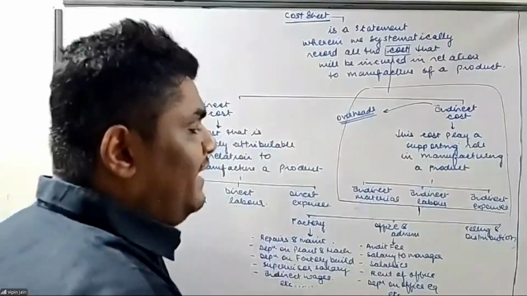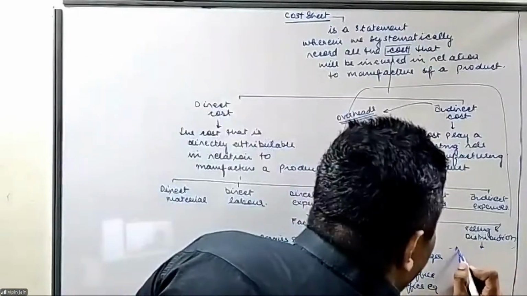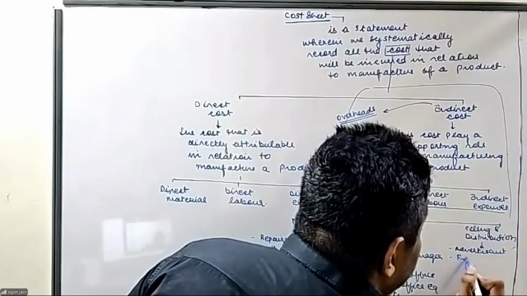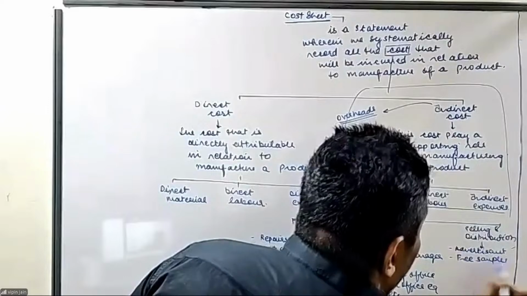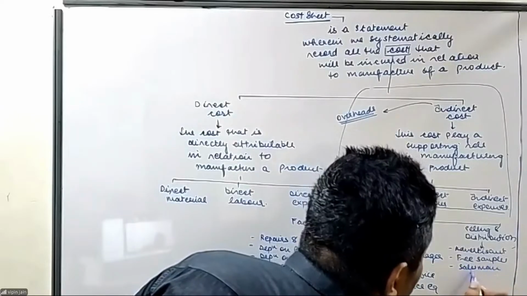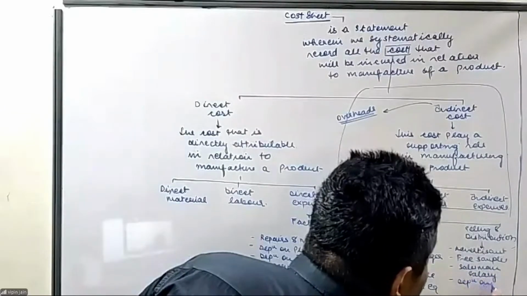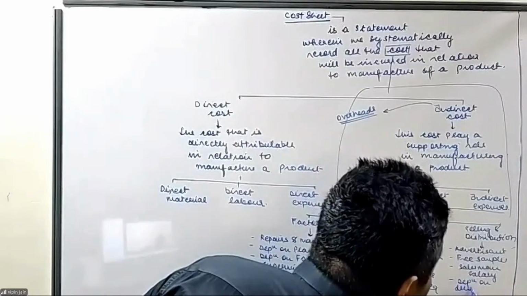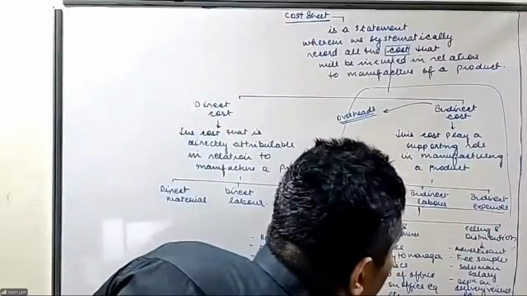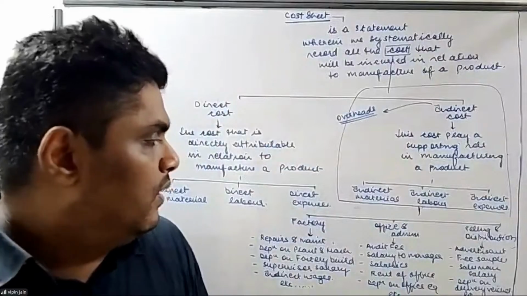Further, when talking about selling and distribution, it can be advertisement, free samples, salesman salary, depreciation on delivery vehicles, etc. So these are a few examples for better understanding.